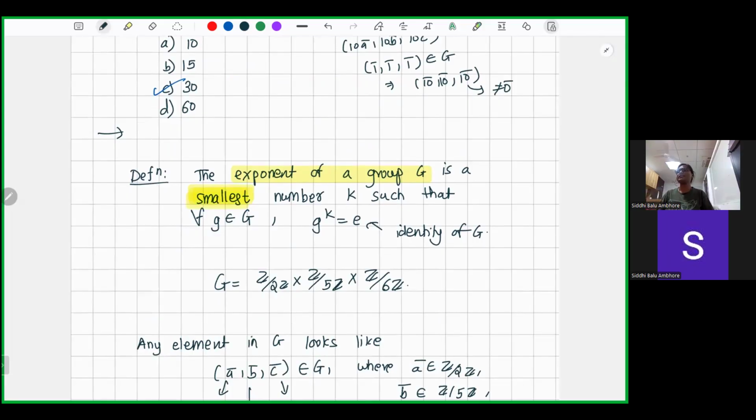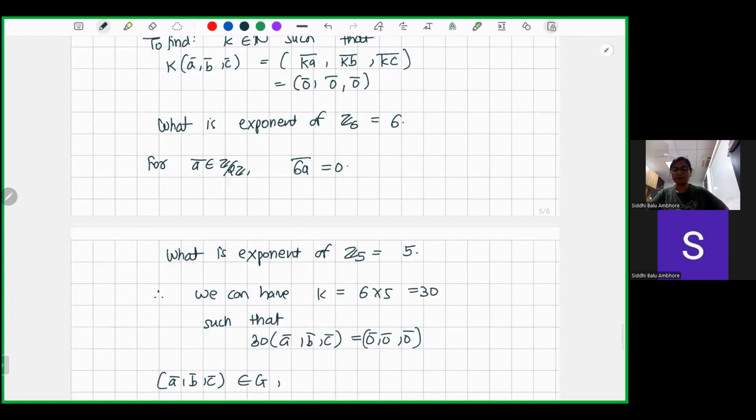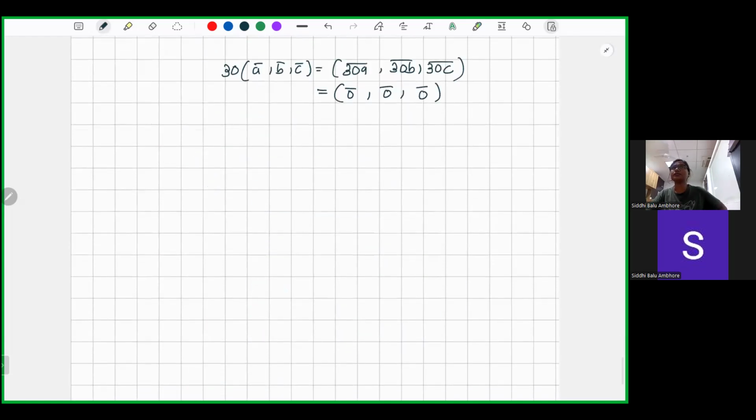G, which is the smallest K such that when I add or multiply by this element K times, I get the identity element of that group. So that's why here I'm choosing this number to be 30 in general. And this 30 turns out to be the LCM of 2 bar, 5 bar and 6 bar. You can check this.